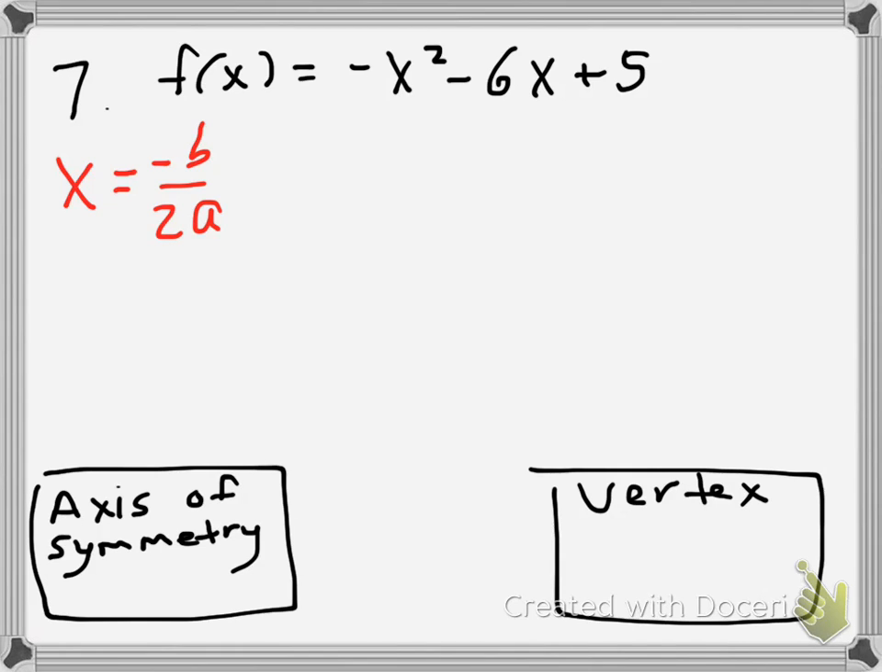So I need to identify a and b. A is always the number in front of the x squared, so that's a -1. B is always the number in front of the x, so that's -6.